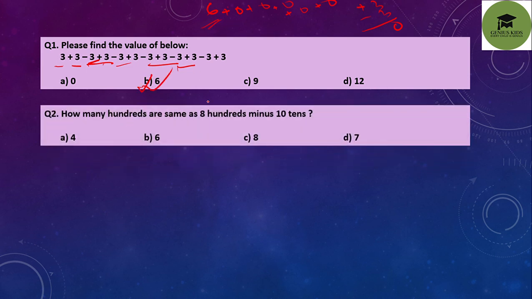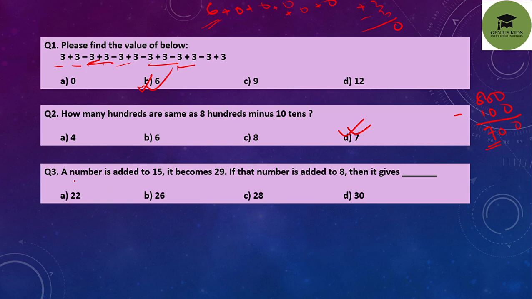How many hundreds are the same as 800 minus 10 tens? So 800 minus 10 tens. 10 tens means 100. So what will be the difference? It is 700. So how many hundreds are there? There are 7 hundreds. So the answer is 7.